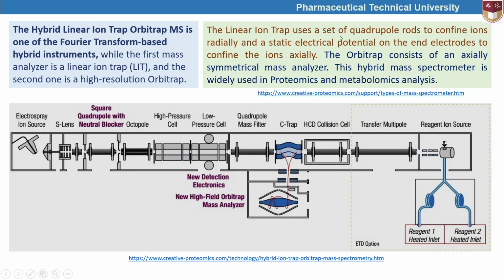The linear ion trap uses a set of quadrupole rods to confine ions radially and a static electrical potential on the end electrodes to confine the ions axially. The orbitrap consists of a symmetrical mass analyzer. This hybrid mass spectrometer is widely used in proteomics and metabolomics analysis. So based on this result, as we have been discussing, we can make a conclusion that mass spectrometers are very useful for proteomics and metabolomics analysis.